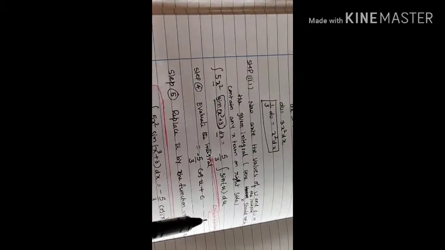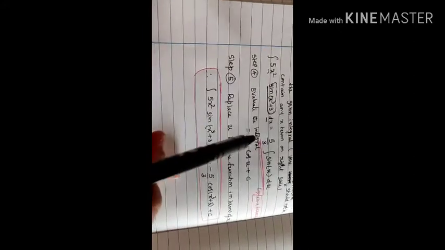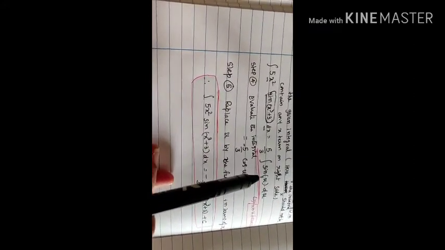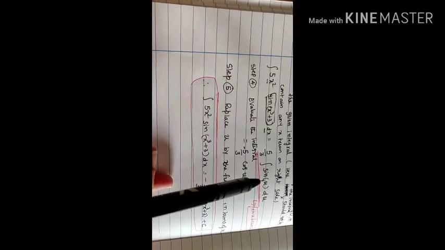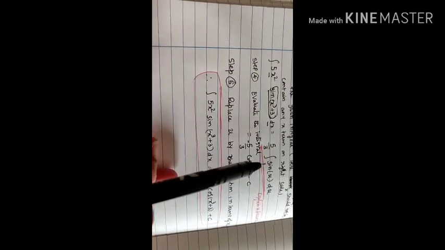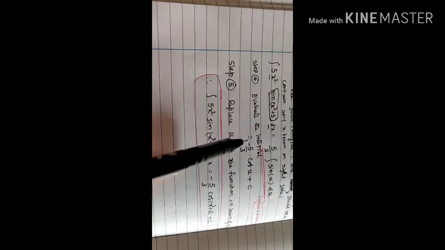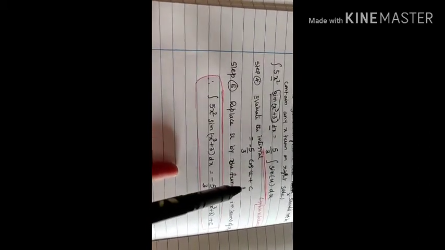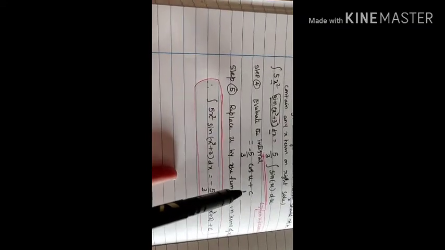Now the fourth step is to evaluate the integral. Now it is very easy. What is the integral of sin u from the table of rules? It is minus cos u. So minus 5 by 3 cos u. After the integration, you have to add the arbitrary constant c.